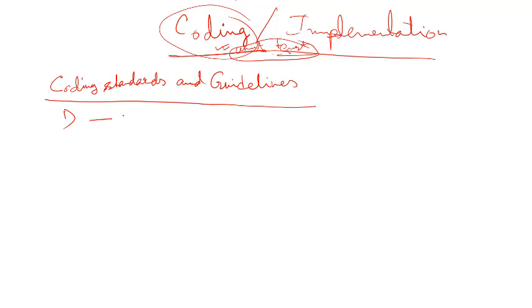Number one, we will list some general coding standards and guidelines that may be adopted by the software development organization or the developers. So first, the representative coding standards. What are the coding standards?